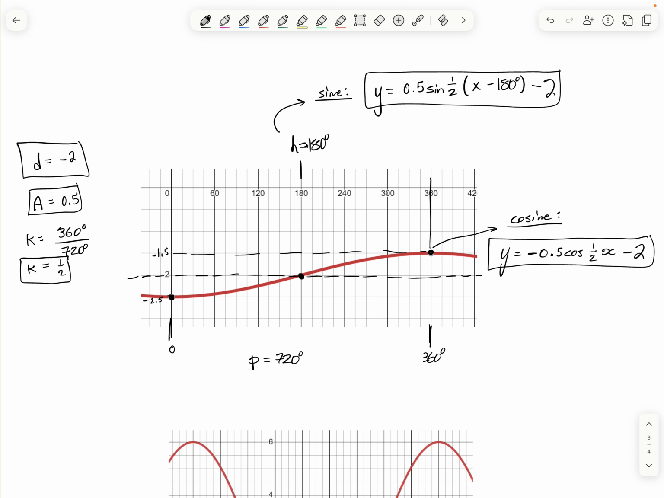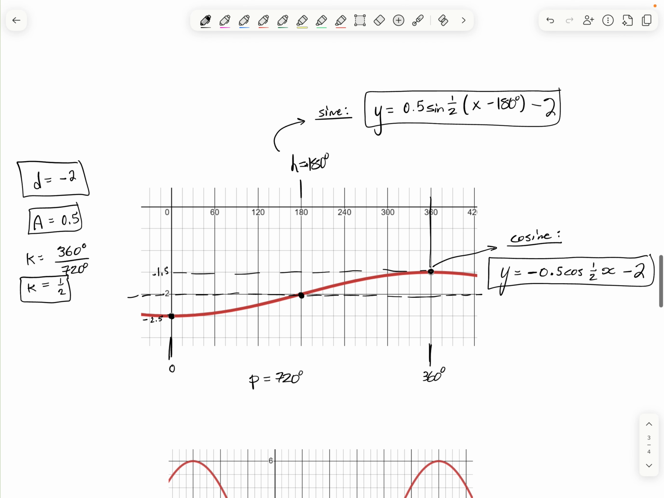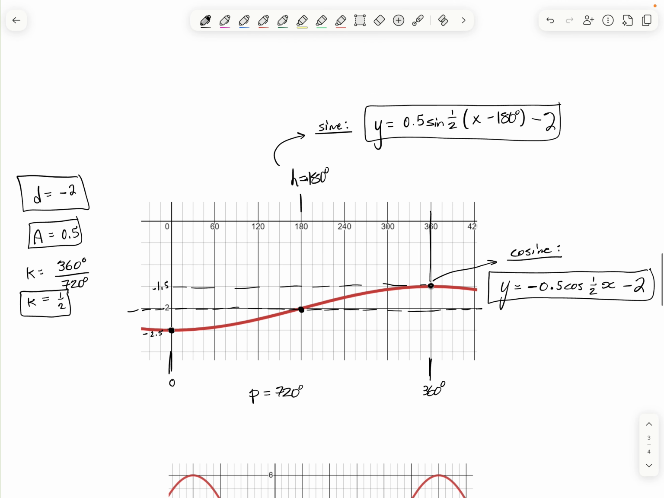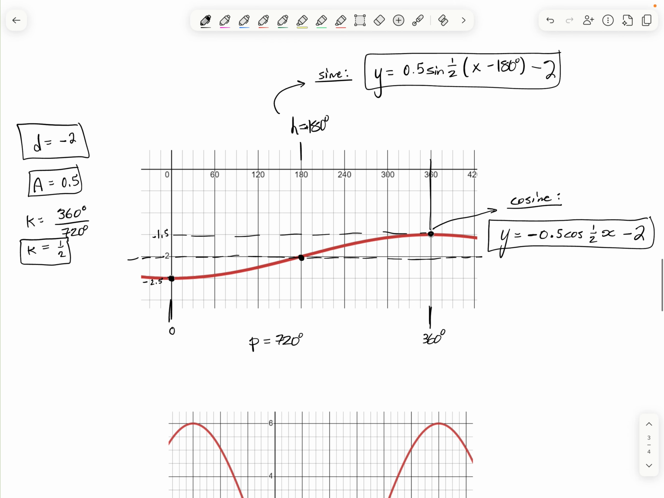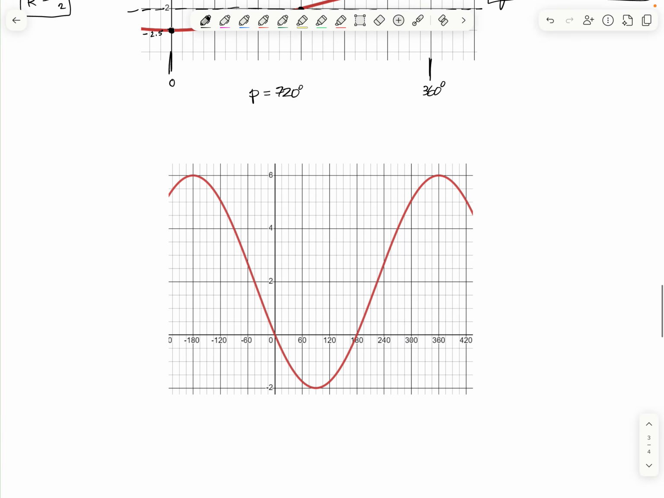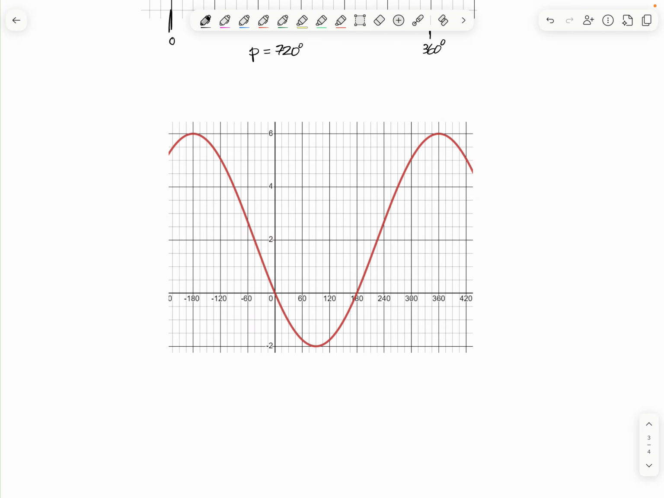So the main idea here is that even when the graph looks very stretched out, we use the exact same process. Okay, so very good. And then let's look at one more example here. So last quick one. The maximum here is 6.